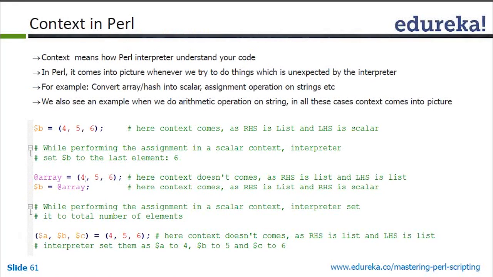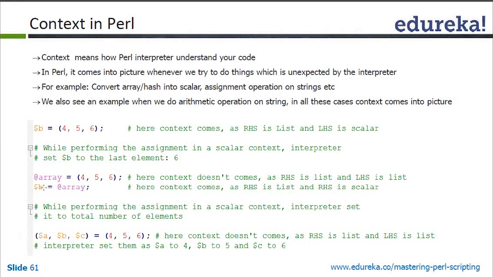Now, @array is equal to 4, 5, 6, and $b is equal to @array. We have an array which has 3 members, 4, 5, 6, and we are assigning the array to a scalar. What will happen? Here context comes in: the LHS is a scalar and the RHS is a list. The earlier slide had a typo. While performing the assignment in scalar context, the interpreter sets $b to the total number of items.